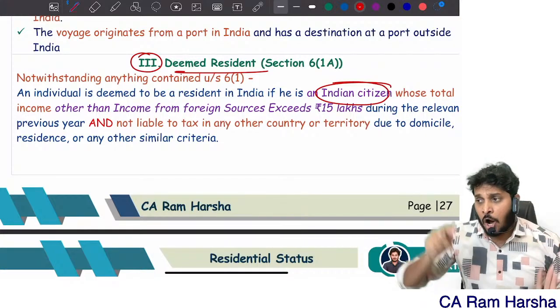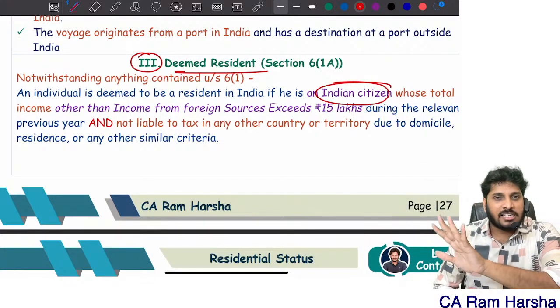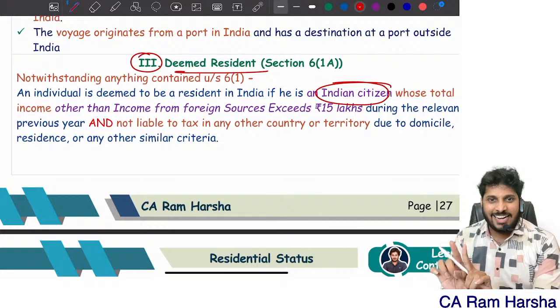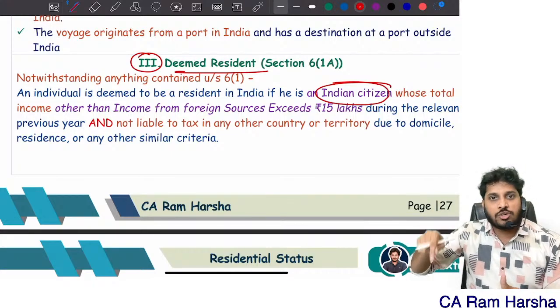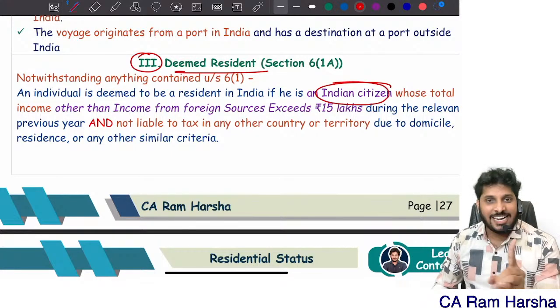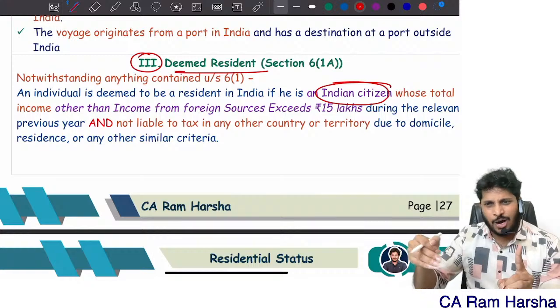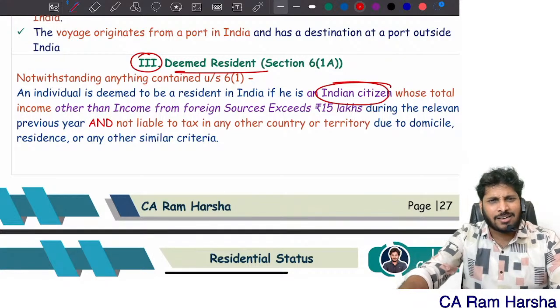What is category 3? How many days he should be in India? That is all irrelevant. He is an Indian citizen, sir. Indian source of income is more than 15 lakhs. He is an Indian citizen. Whether he is visiting India or not doesn't matter. No need to check that. He is an Indian citizen.